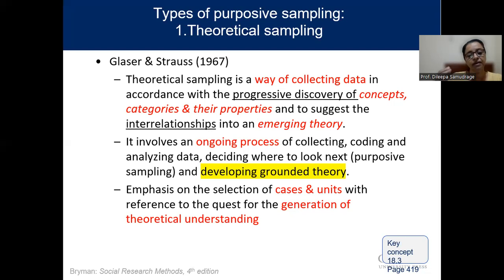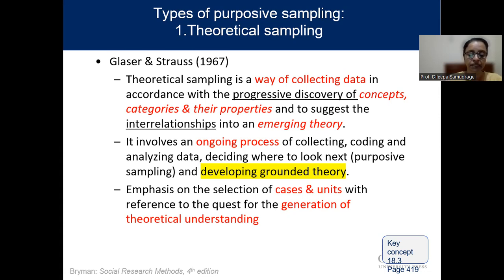Here, the cases may be people, places, or maybe some events. You can consider those things as your cases. The most important thing is that it's iterative, an ongoing, continuous process. Another important point in theoretical sampling is that theoretical saturation is very important. Theoretical saturation is the criterion for deciding when to stop collecting data.